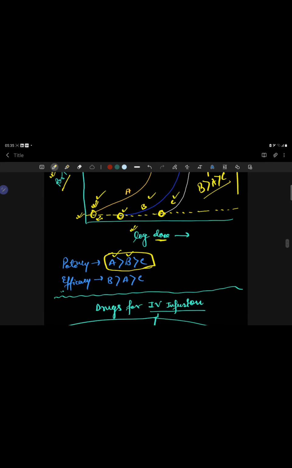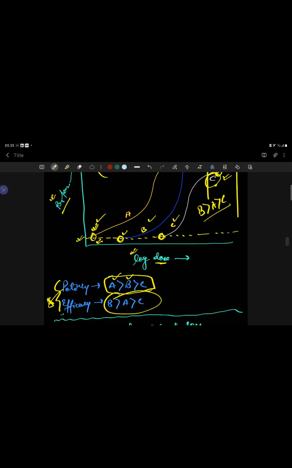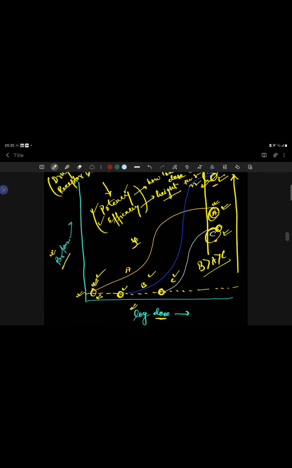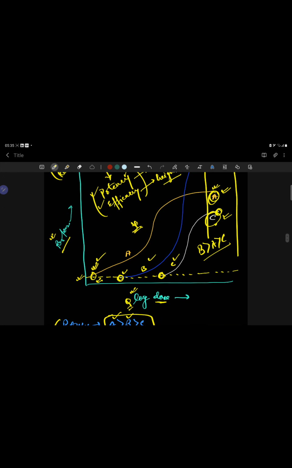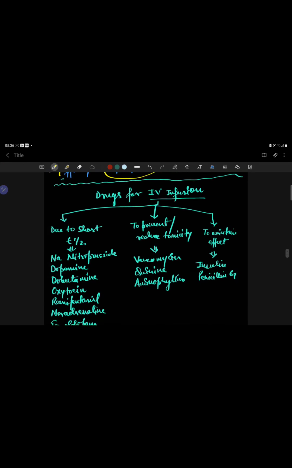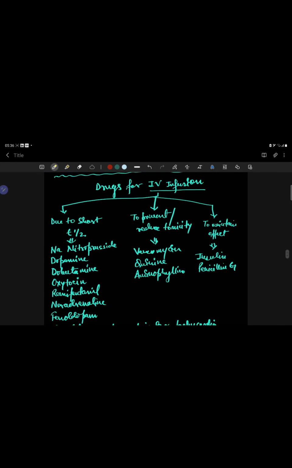So this is important, you have to understand potency and efficacy. You will be asked to draw a graph to compare potency and efficacy, and this is a very simple and easy graph to draw. Just remember this is a log dose because it is a sigmoid graph. All right, now some drugs for IV infusion.